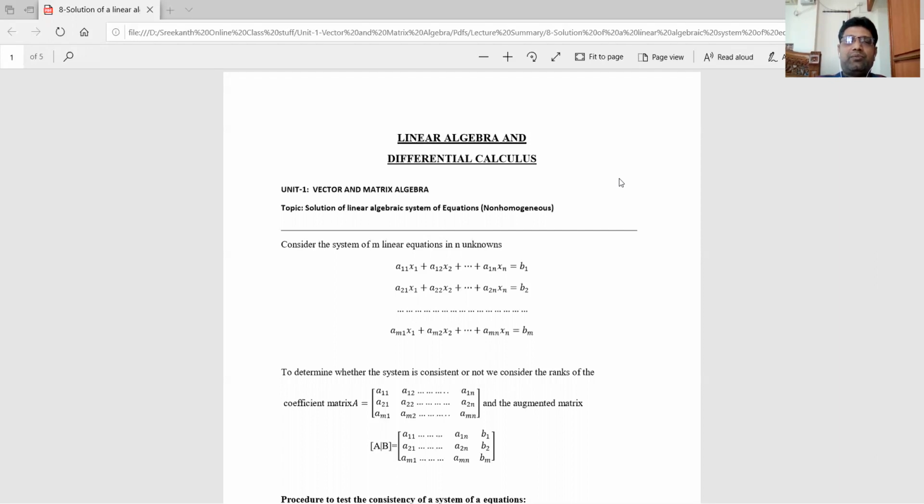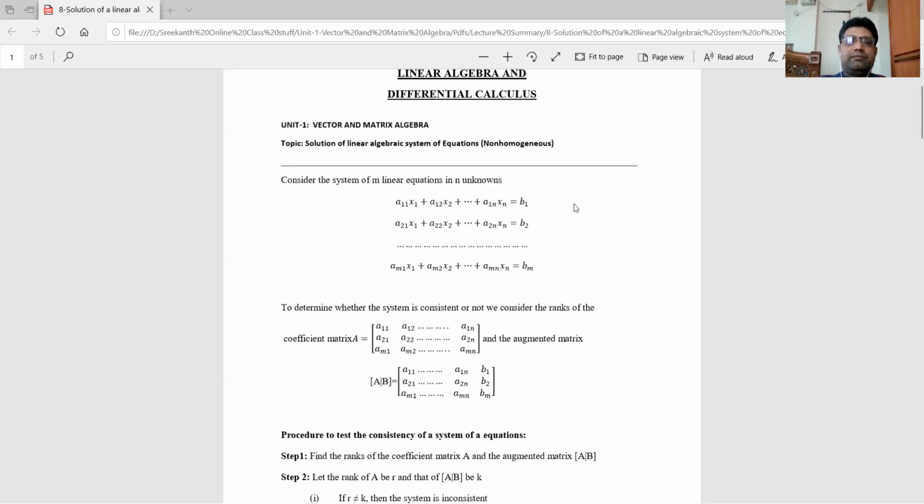As the number of variables increases, solving these equations by traditional methods is very difficult. Therefore, we must rely on advanced methods using the matrices concept. Now we'll see how to solve the system of equations of the non-homogeneous type.